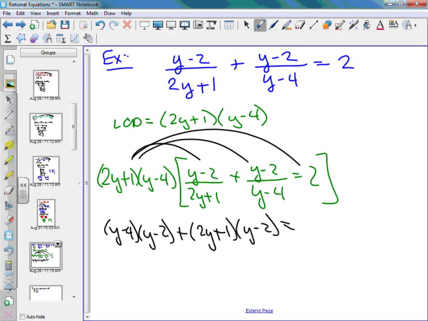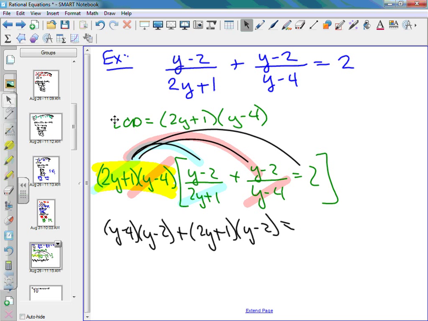Are we listening? This is my LCD, right? When I distribute my LCD into the first one, do you see the 3y and the 2y plus 1 cancel out? What are you left with? The y minus 4 and the y minus 2. Yes? When you go to the next one, do you see that this time the y minus 4's cancel out and I'm left with the 2y plus 1 and the y minus 2? Everybody with me? Now I come over to my last one and I'm just multiplying by 2.